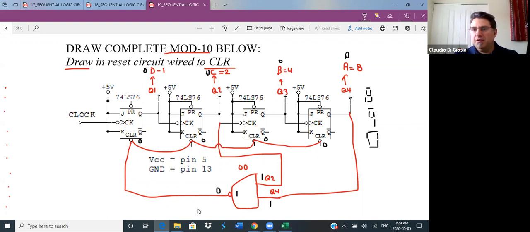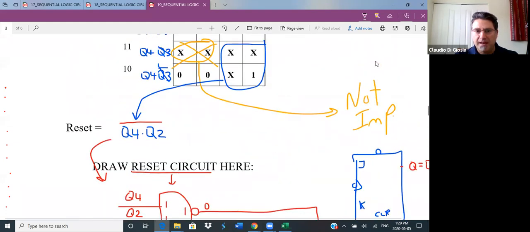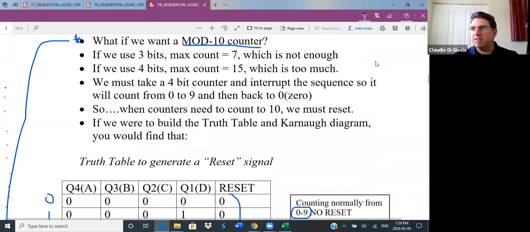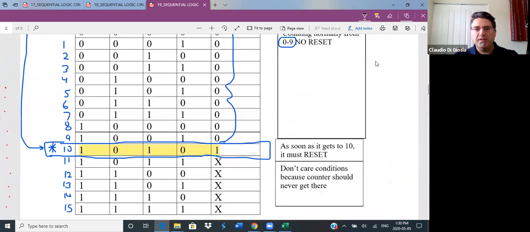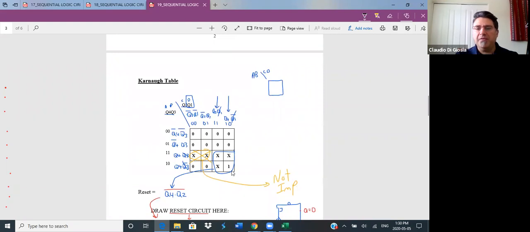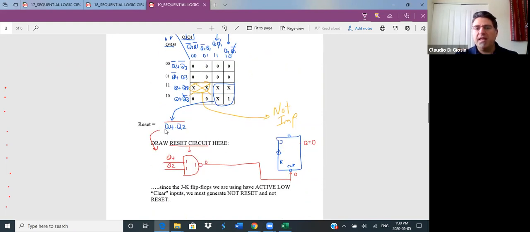Okay, so I'm going to go through it one more time just in case you did not understand. So again, we want a mod 10. We need 4 bits. When we have 4 bits, naturally, we're going to count from 0000 to 1111, which gives me 15, but I want to stop at 10. So I put a 1 in the truth table. I take the values of the reset here, and I plug them into Karnaugh. I simplify. I want to get rid of the 1 with the help of the x's. I don't care of whatever x that can't go into my group. I simplify, I get Q4, Q2.